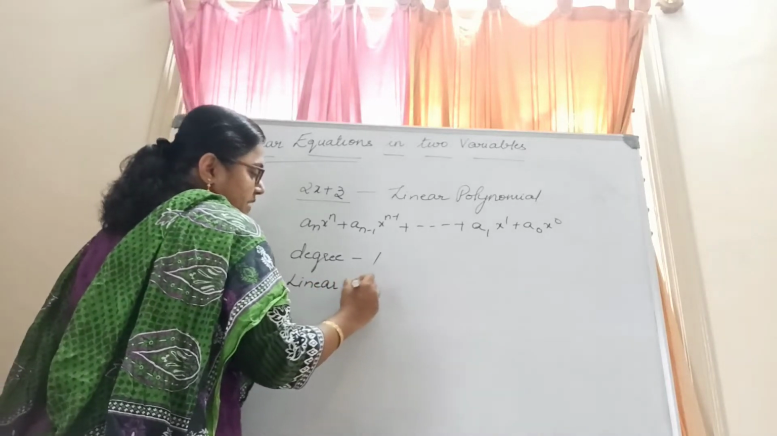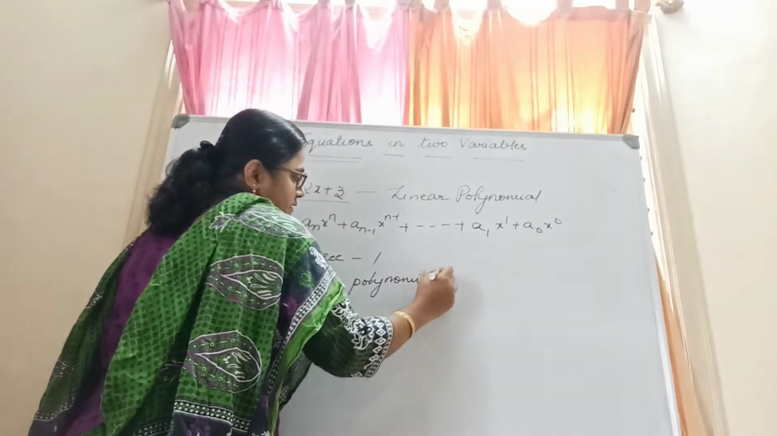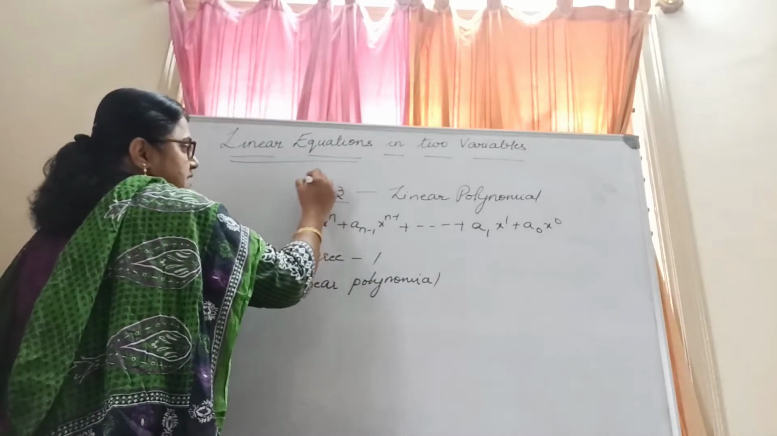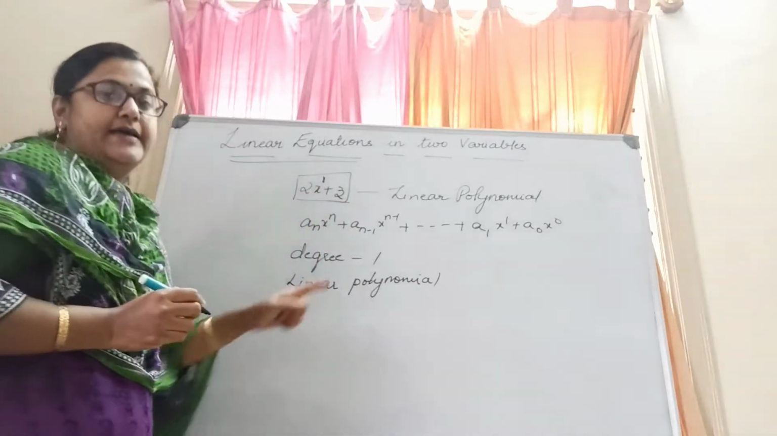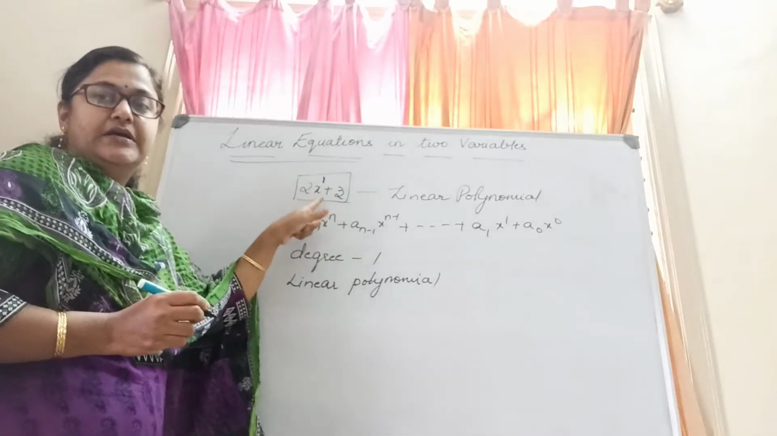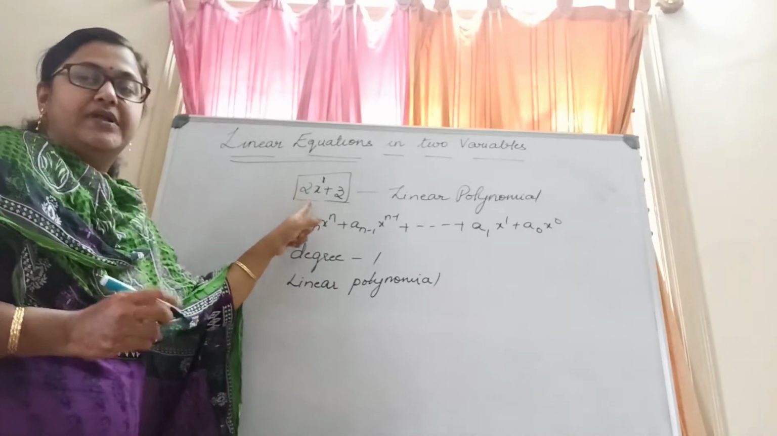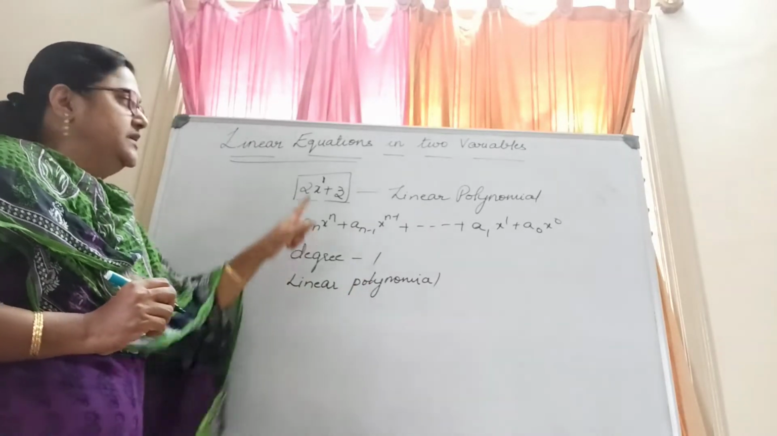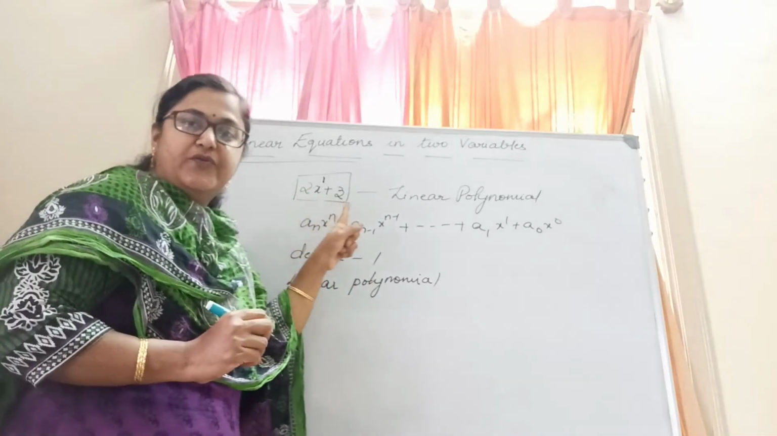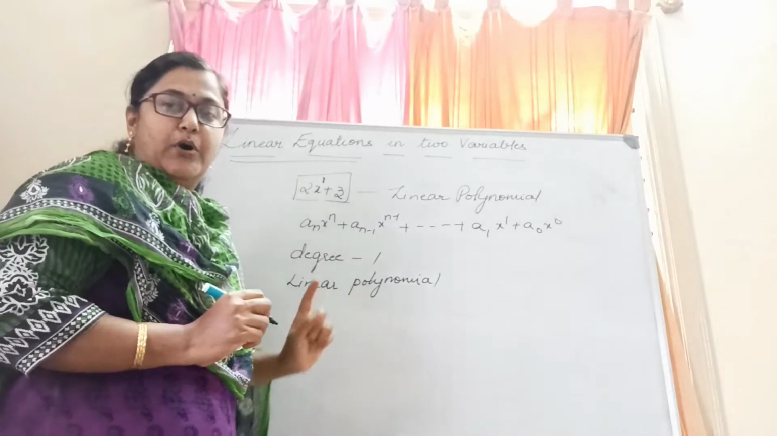Degree 1 means, see in this example, if you can see, the highest power of the variable is 1, right? So the degree of this polynomial is 1 and it is called a linear polynomial. If the degree is 1, the highest power of the variable is 1, then it is called a linear polynomial.